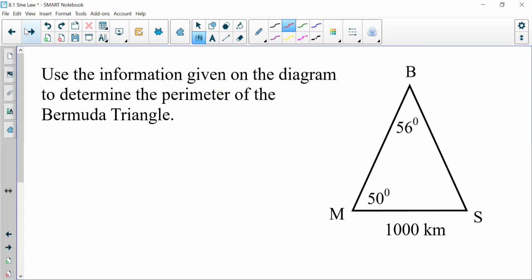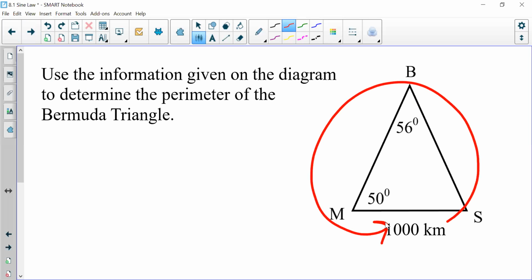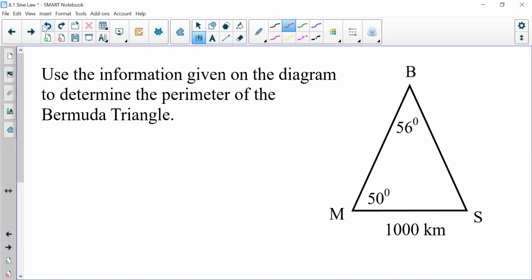This question says this diagram, triangle BMS, is representing the Bermuda Triangle, and we're trying to find the perimeter of the triangle. What does perimeter mean? All of the side lengths. So it's like I'm going all the way around this Bermuda Triangle, so I need to find all of my side lengths and add them up. Is there a 90-degree angle in this triangle? No. So we can't use SOHCAHTOA.